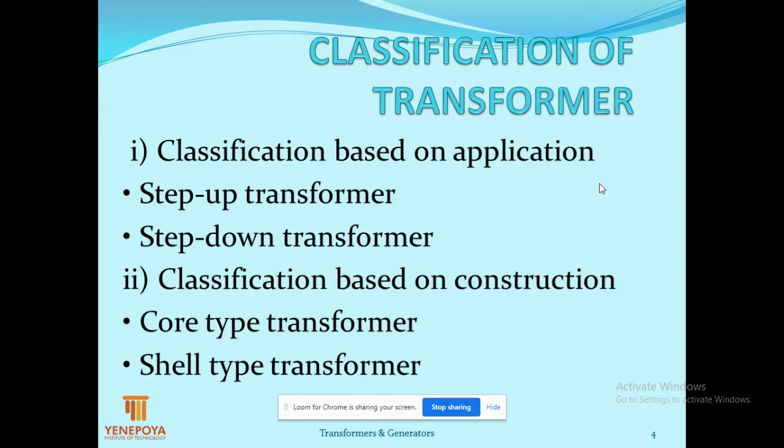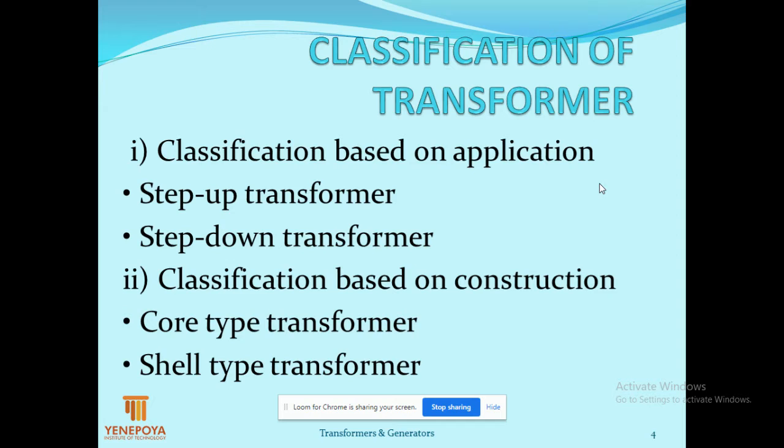Suppose at the distribution center it has to be stepped down to a respective voltage, for example from 132 kV to 11 kV or even lesser than that, 415 volts. Then we use a step-down transformer. Depending upon the voltage levels, whether you want to increase the voltage or decrease the voltage, that is called application. It has been classified into step-up and step-down transformer.